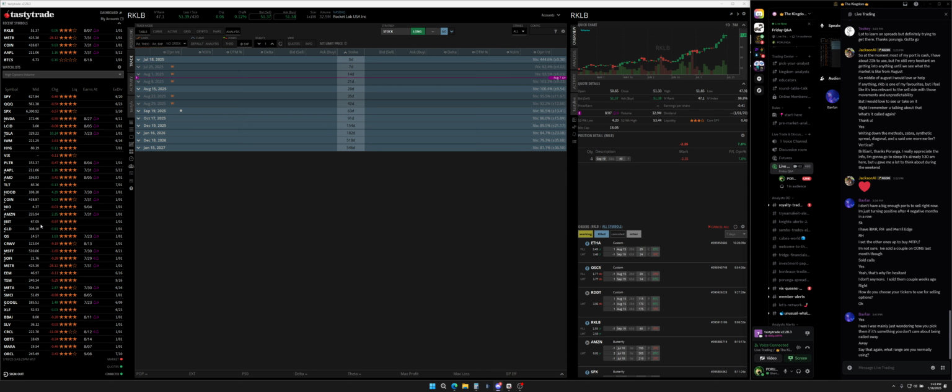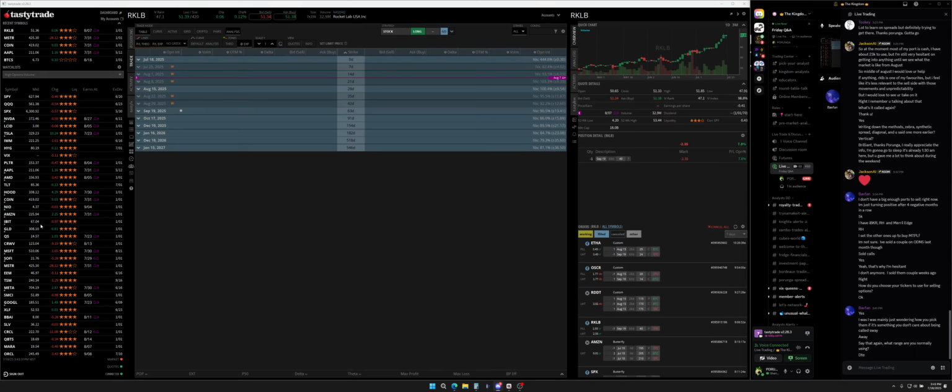What range am I normally using for DTE or for deltas? For DTE, I look to open in the 30 to 60 day range. I always open monthly expirations, being the third Friday of the month. Not always, mostly, and that's just due to liquidity. So if I was to open a trade on Rocket Lab today, which I did, I would go for the September expiration over the August, just because it's got a little more time in it.